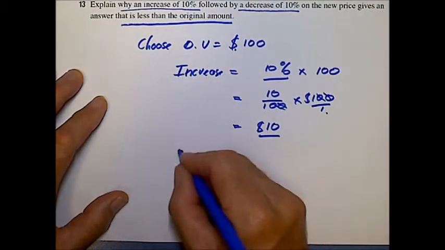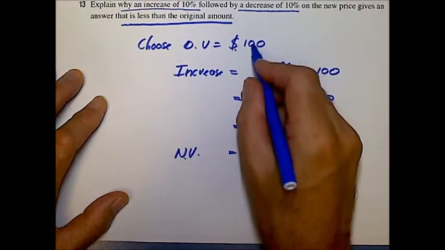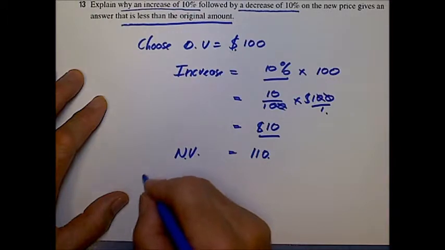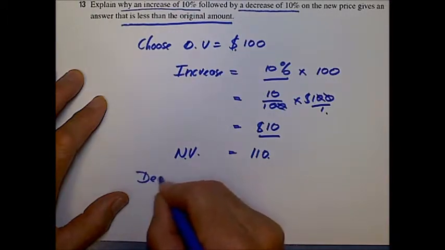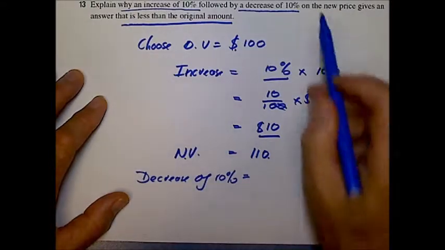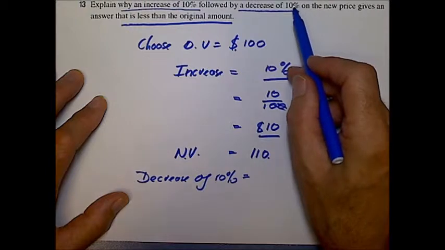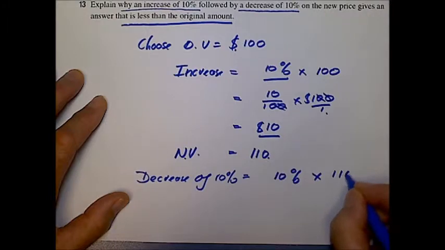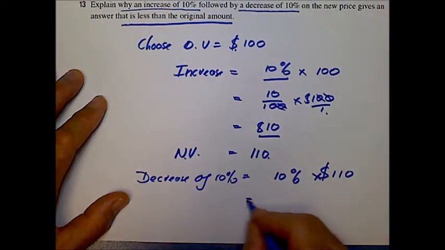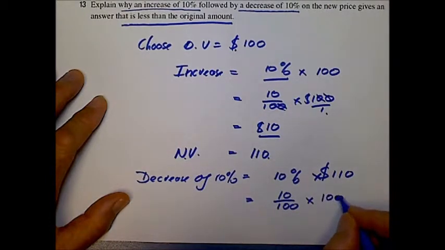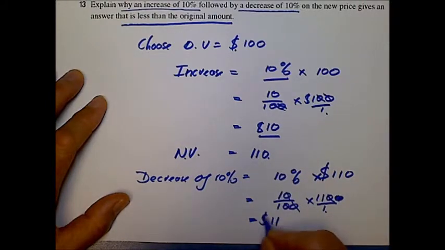Now that would mean that the new value would be equal to 100 plus the increase, which is $110. Now if we are looking at the decrease, a decrease of 10%, that decrease of 10% is based on the new value. So this would be 10% of $110, not $100. And so 10% of $110, just fixing that up, is going to be equal to $11.